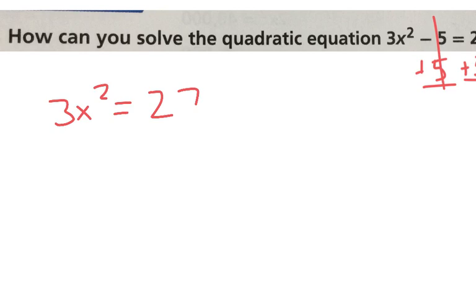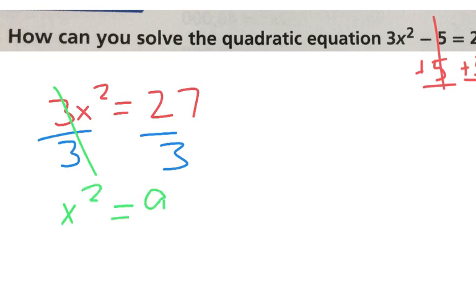Is x by itself yet? No. So what am I going to get rid of next? Divide by 3. I'm going to get rid of multiplying by 3 by dividing by 3 on both sides. 3 divided by 3 is 1. That leaves me with x squared. 27 divided by 3 is 9.